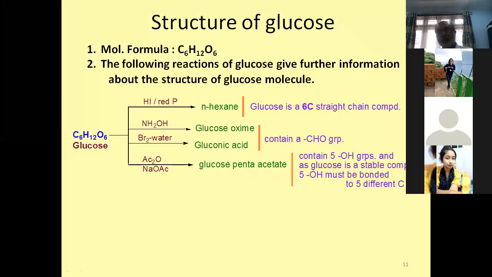Another thing about these 5 OH groups: we know the properties of organic molecules. No organic molecule will have 2 OH groups on the same carbon. That type of molecule is unstable. But we find that glucose is a stable molecule. Because it is stable, these 5 OH groups must be bonded to 5 different carbons. So this information we get from here.